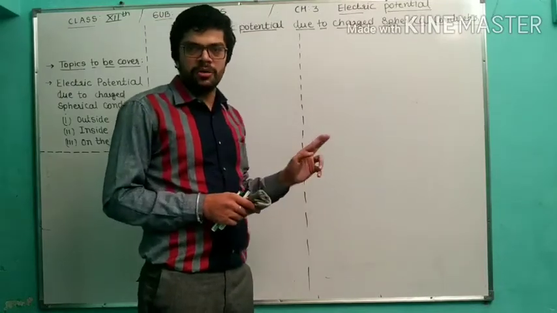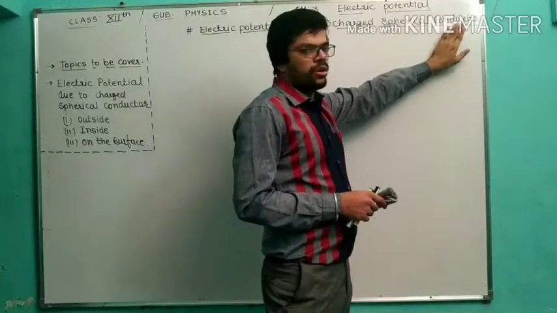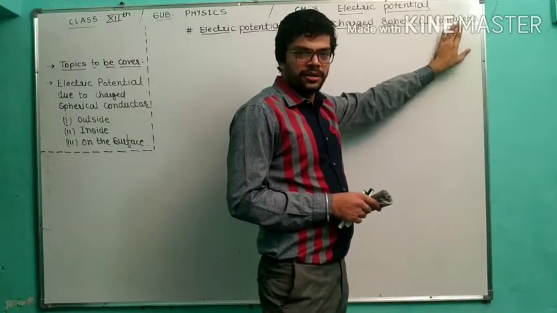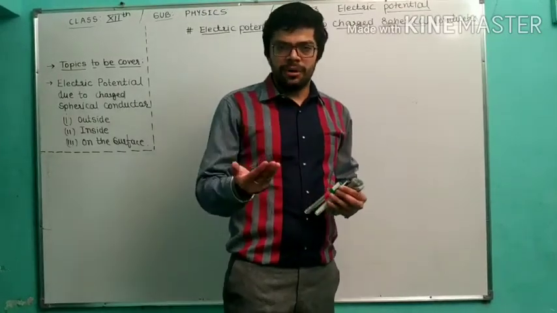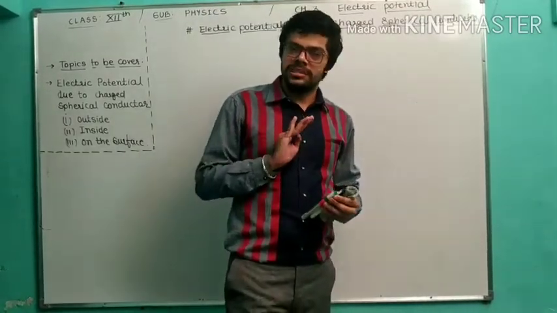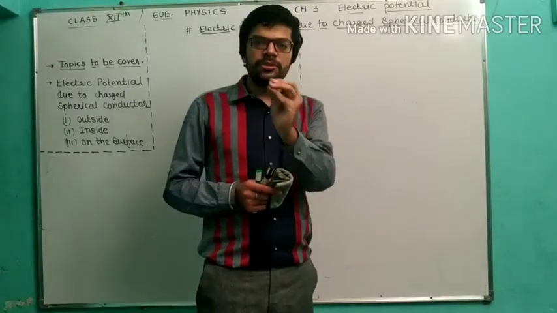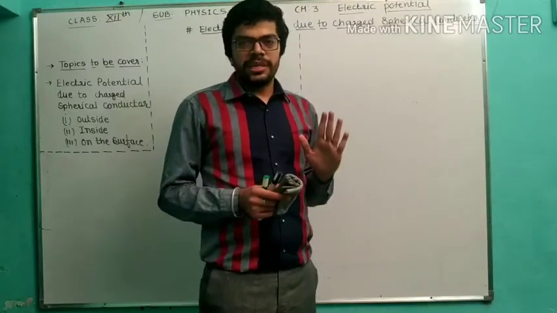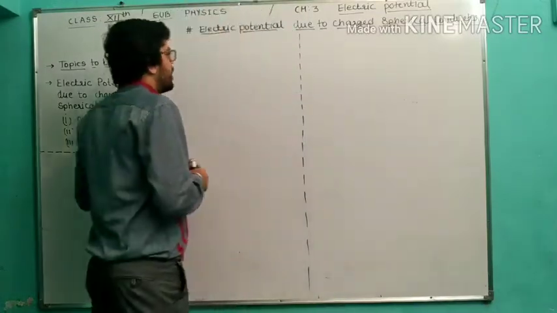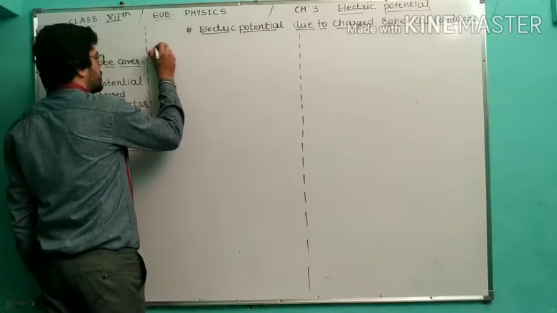But now we are talking about a conducting sphere. So always remember, a conducting sphere has either an outside or an inside charge distribution. In our syllabus, only the outside distribution of charge is given, so I am going to cover the outside charge distribution. So let's start. We have to find out electric potential, so some points we have to consider.